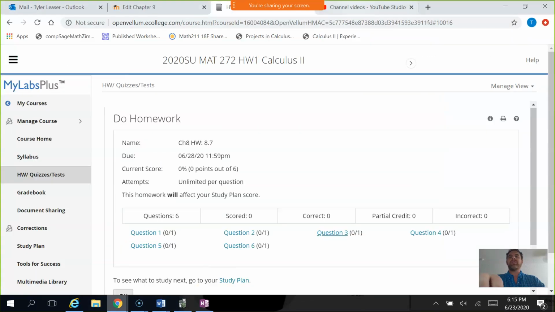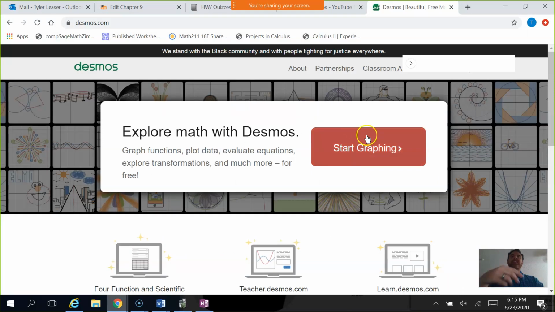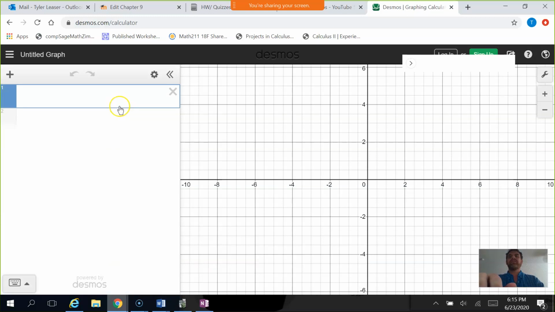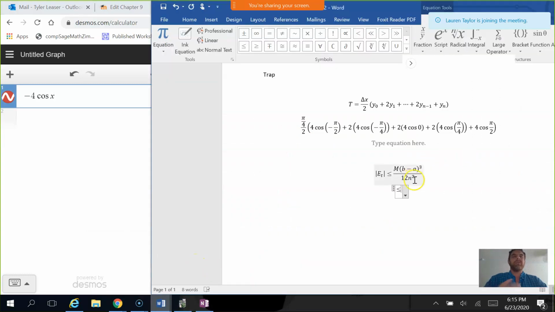So let me go into Desmos here and we'll just graph it. All right, so this is the second derivative that we're graphing, and we want to find the maximum. So negative 4 cosine of x. Great. And remember, we're in between negative pi over 2 and positive pi over 2. In between these two values, the maximum value is negative 4, but you take the absolute value of that. So the furthest distance from 0 the second derivative takes is a positive 4. So we're going to plug a 4 in for that M.